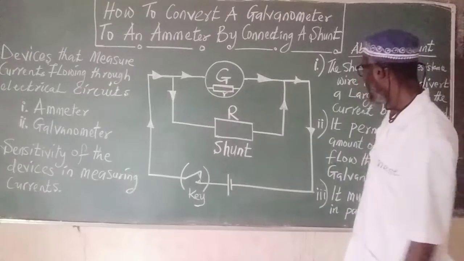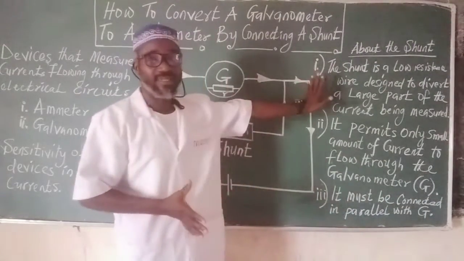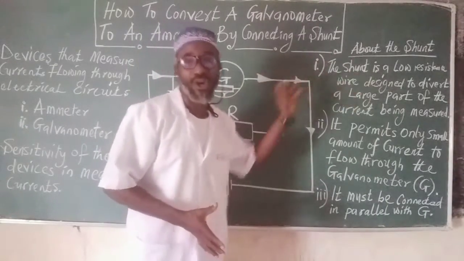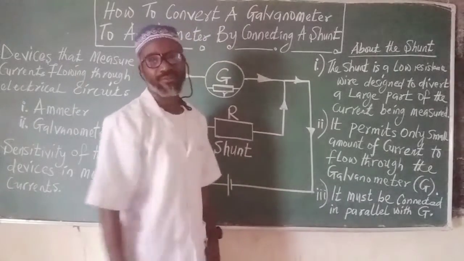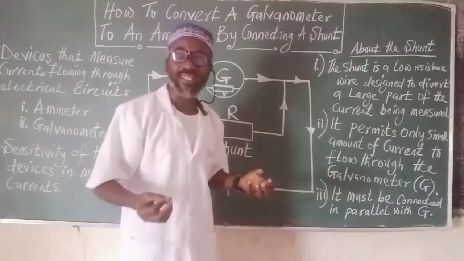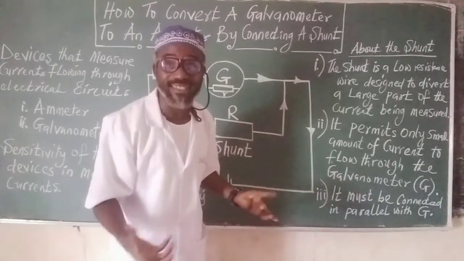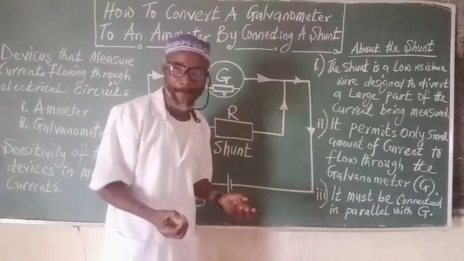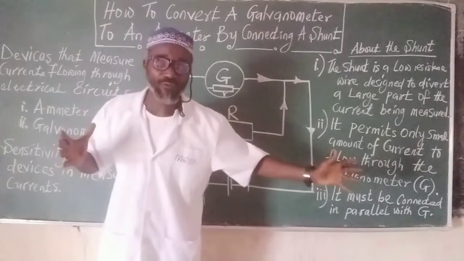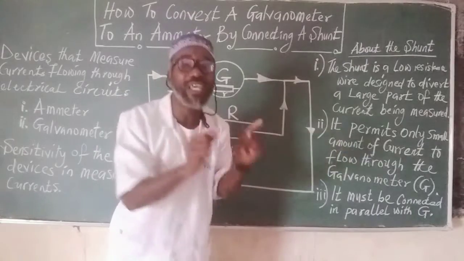Having said that, let's see what happens. Look at this. This is all about what the shunt does in the circuit. What do we mean by a resistance known as a shunt? Simply, it is a low resistance wire whose function is to divert large amount of current. Okay? Divert large amount of current being measured.